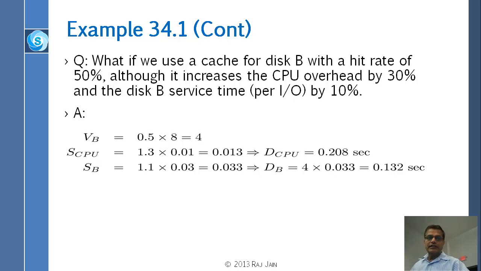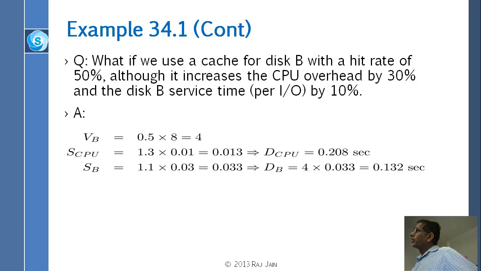Now the next question is, what if we use a cache with disk B so that we improve the response time by 50%, with a hit rate of 50%, and increases CPU throughput by 30%? So now you have to make this kind of decision, and all you do is readjust all the service times. VB goes up to 4, only 4, because instead of 8 visits, only 4 go to the disk. The other 4 are satisfied from the cache.